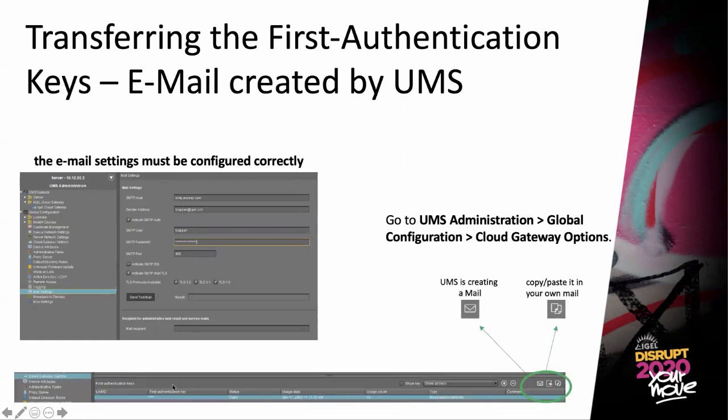And there, when you create a first authentication key, you have 2 icons. One is that the UMS is creating a mail. There's a pop-up and you can enter the recipients for this mail and send it. Or you can just click on the copy button, so it's copied to your clipboard, and you can paste it in your own Outlook email which you want to send out. This is a security feature. I would recommend to use it, and yeah, there are different ways to spread the keys or the one-time password.